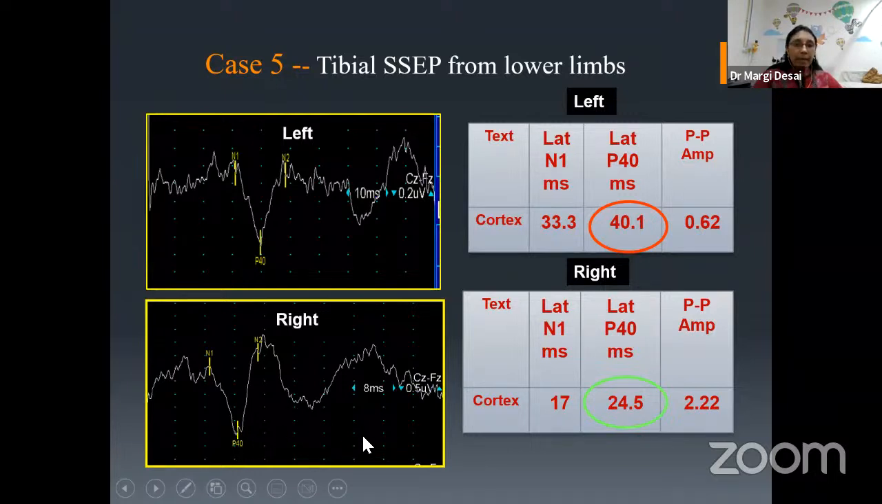Now, in case of the right lower limb, you can see the P40 latency is normal, which I've highlighted in green. But you look at the left lower limb SSEP. Here, the P40 latency is 40 milliseconds. So there is a huge difference between the right and the left leg. Now, usually the interleg latency difference should not be more than 4 milliseconds. In her case, it is 16 milliseconds, and this is abnormally delayed.